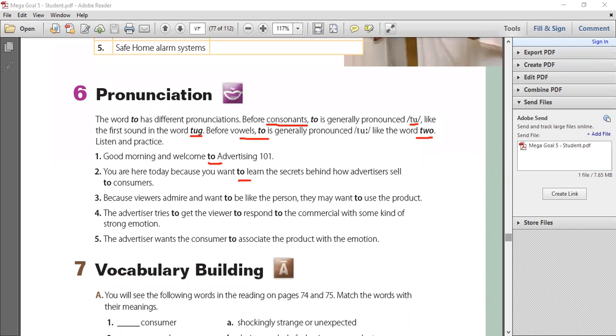Did you see the difference between "to use" and "to be"? "To be", he just said it quickly, as we said, and "to use", because U is one of the vowels, he said "to use".